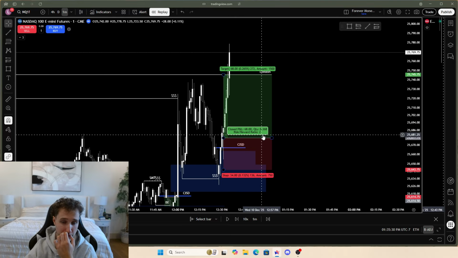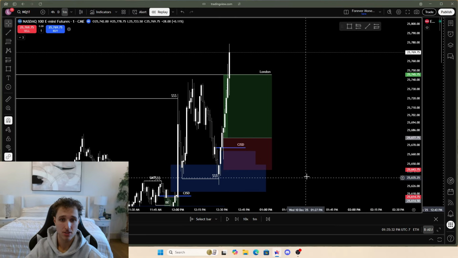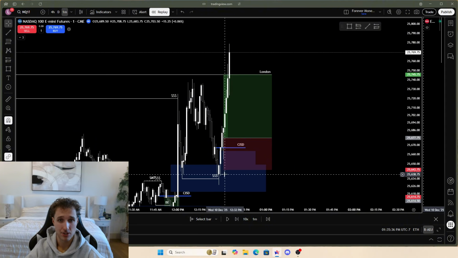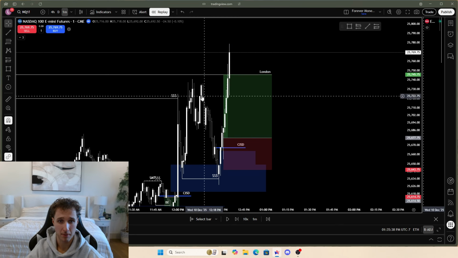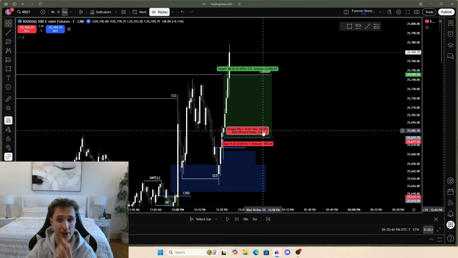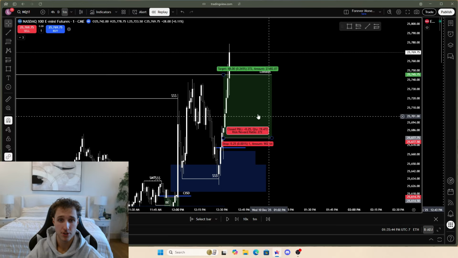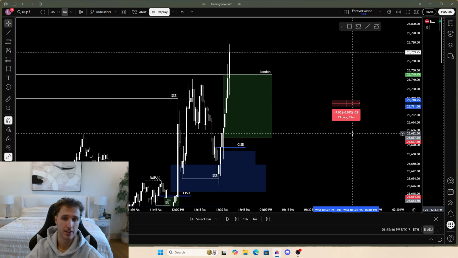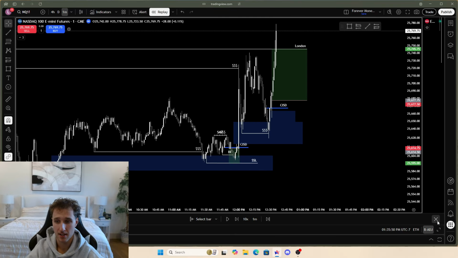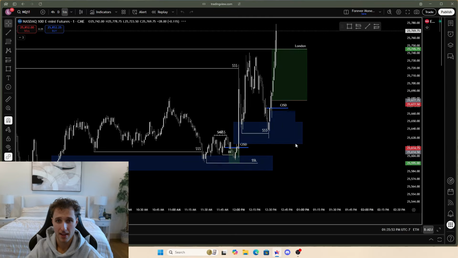So I took this again, both on my evals and my live account. Again, on my live account, I just held this and I moved my stop to break even around here. And then on my evals, I ended up trailing my stop to each candle low again because of the trailing drawdown. So here were the two trades that I ended up taking today.